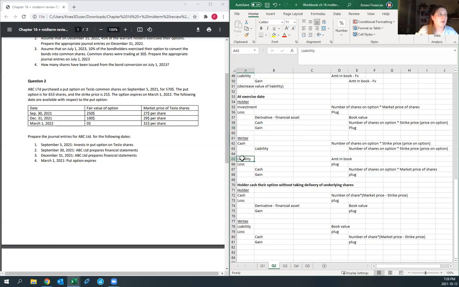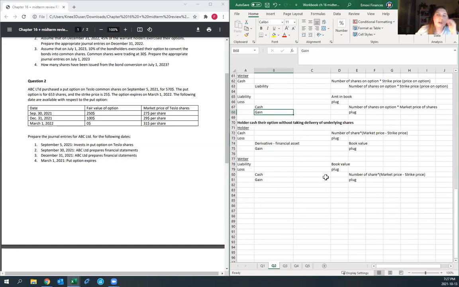And then for the second transaction, when they are buying the shares on the market to give to the holder, they're going to debit the liability amount that they have in their books. They're going to credit the cash, so the amount that they pay, the number of shares on options times the market price of shares. Then it might result in a loss or gain.